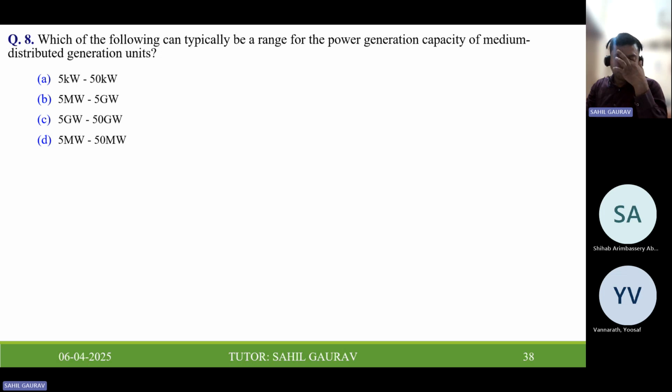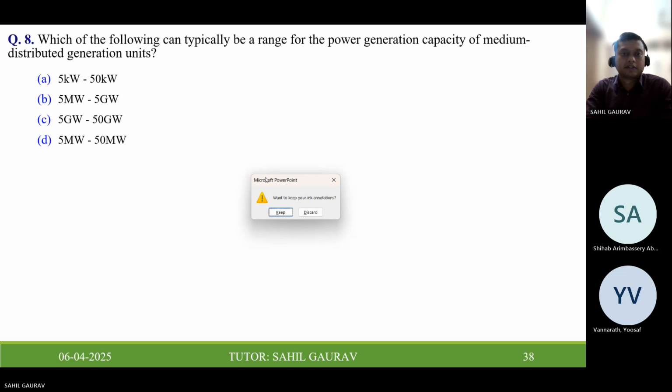Now, eighth number problem: which of the following can typically be the range for the power generation capacity of medium distributed generation units? The options are A, 5 kilowatt to 50 kilowatt; B, 5 megawatt to 5 gigawatt; C, 5 gigawatt to 50 gigawatt; and D, 5 megawatt to 50 megawatt.